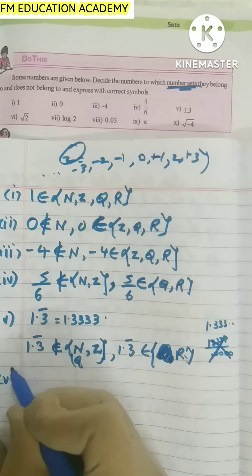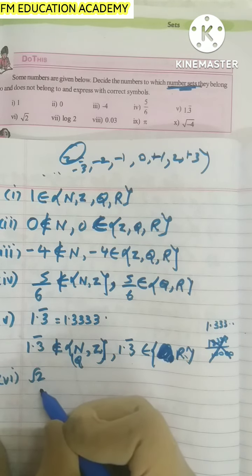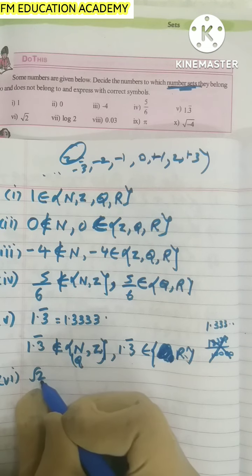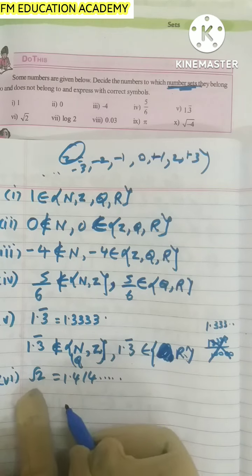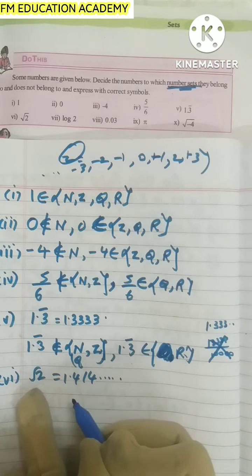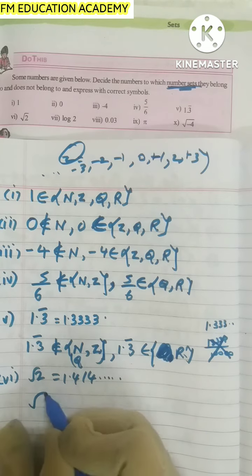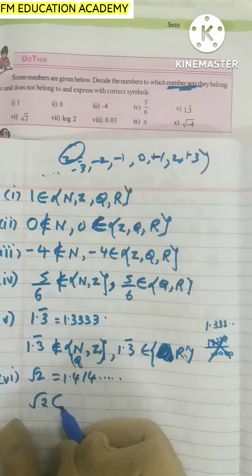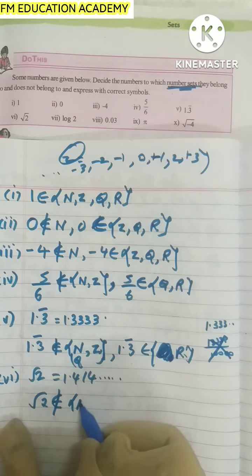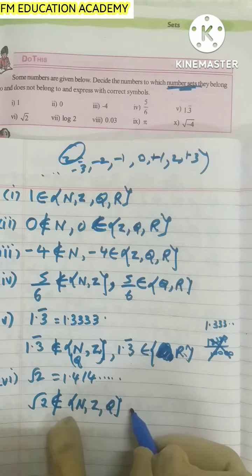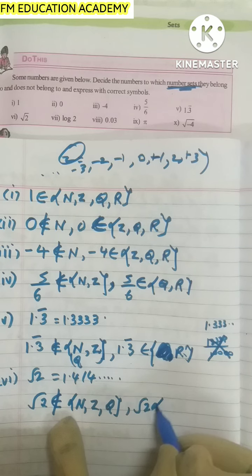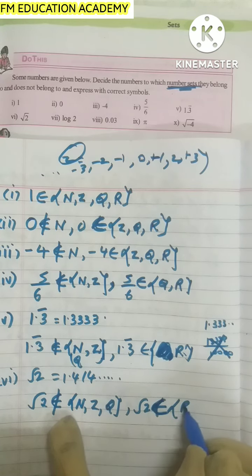The sixth bit I have to do is root 2. Root 2 is an irrational number. I know that because the value of root 2 is 1.414 and so on. So again, root 2 is not a natural number, it is not an integer, and also it is not a rational number. Root 2 does not belong to natural numbers, integers, or rational numbers. But root 2 belongs to real numbers.